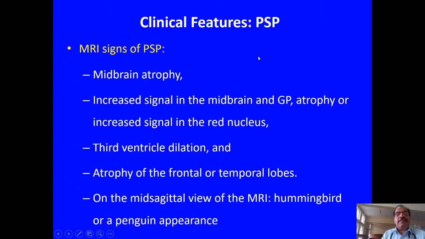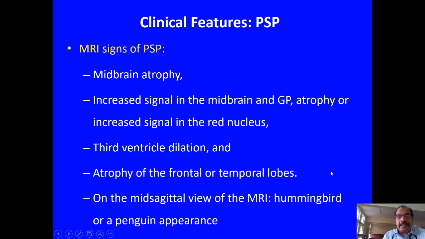So if you look at the imaging of the patient with PSP, the important feature is the atrophy of the midbrain. And if you look at the other parts, there may be some signal abnormalities. Increased signal in the MRI may be there, affecting the midbrain, globus pallidus, and red nucleus also. And as a result, there will be dilatation of the ventricles, especially the third ventricle. And subsequently, because of involvement of the cerebrum, there will be atrophy of the other parts of the brain also, including the frontal lobe and temporal lobe.